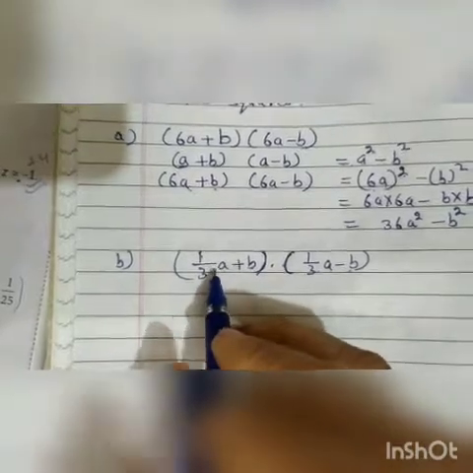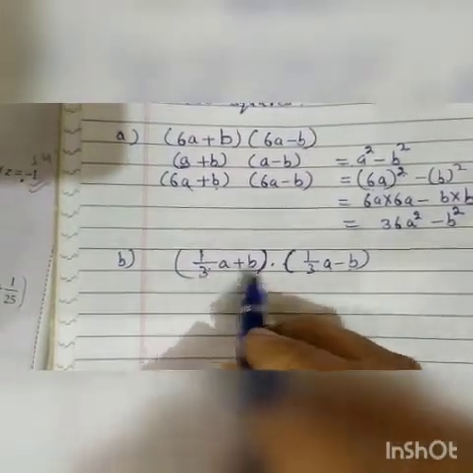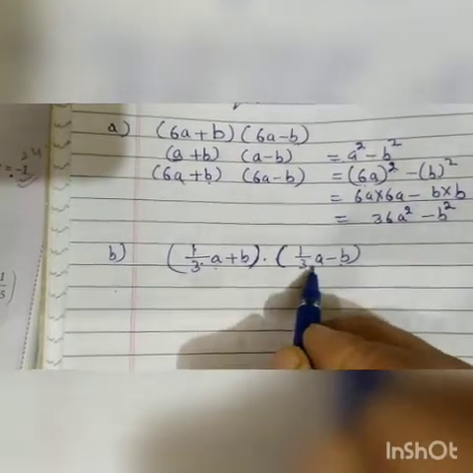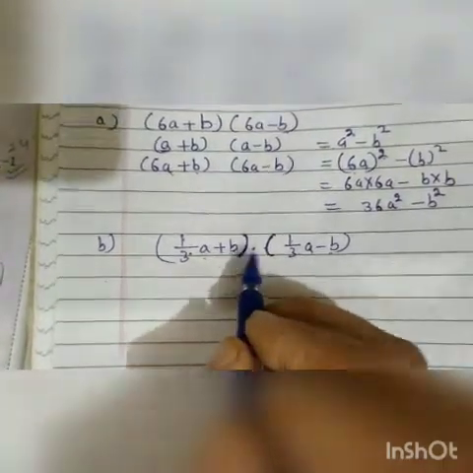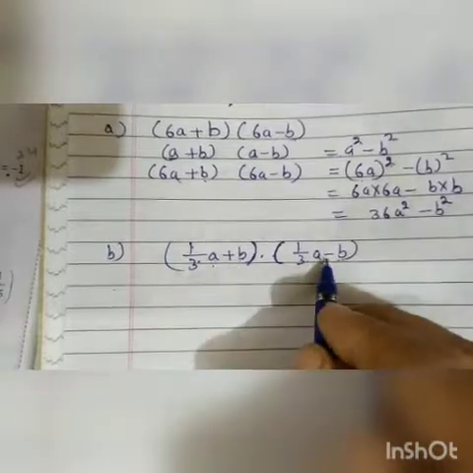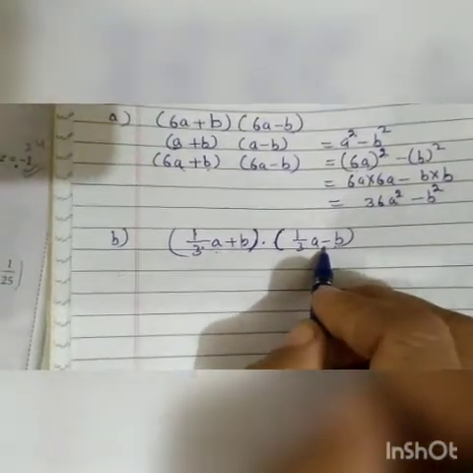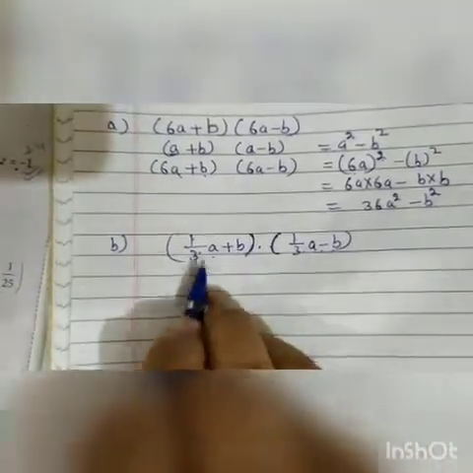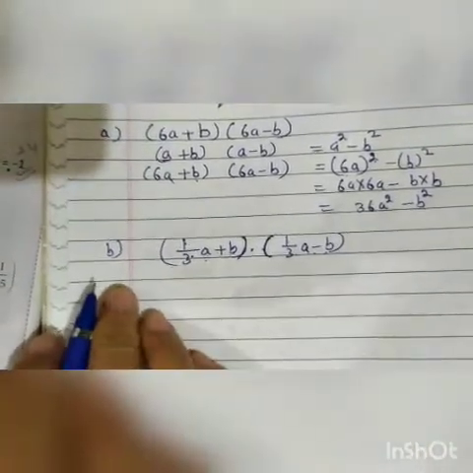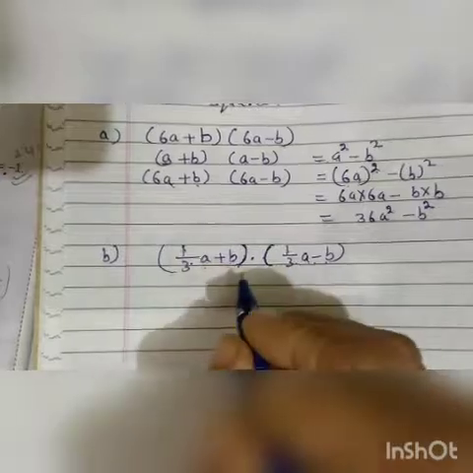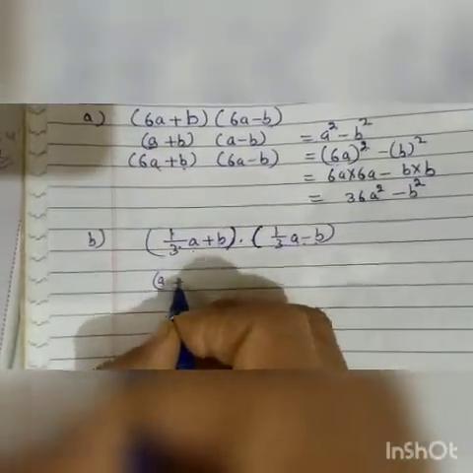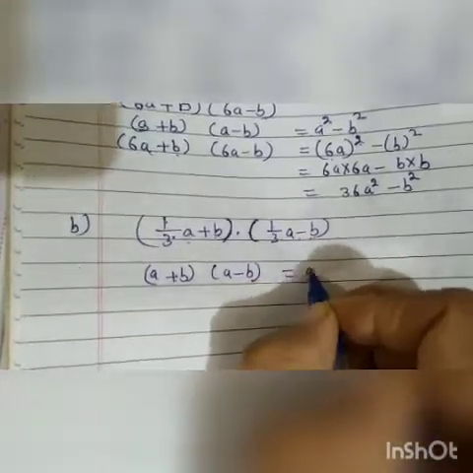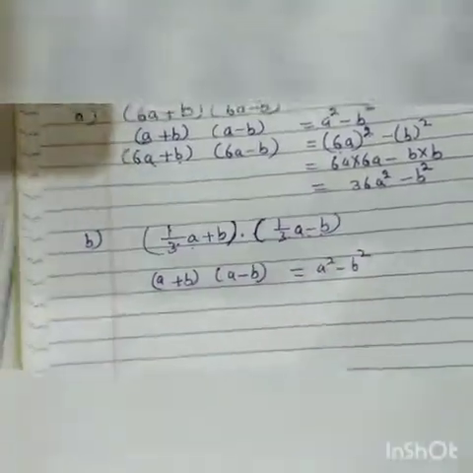Again see, in both the brackets both terms are the same. First term is 1 upon 3a, first term is 1 upon 3a, second term is b, second term is b, but both are with different signs. If two brackets consist of the same first term and second term, but the signs are different, then we will use the third identity, that is (a plus b)(a minus b) is equal to a square minus b square.